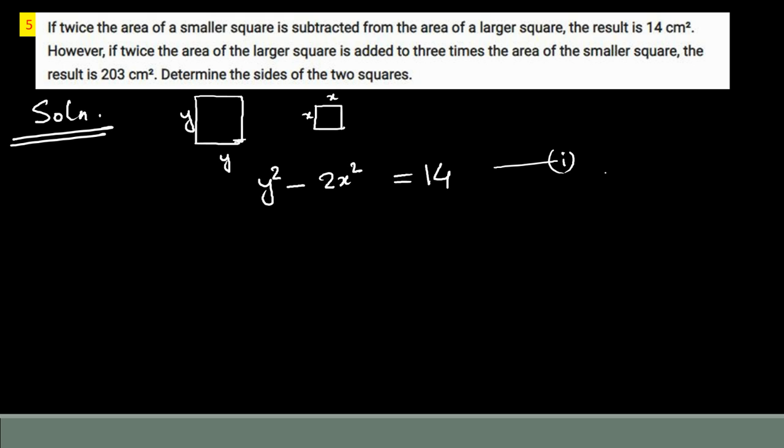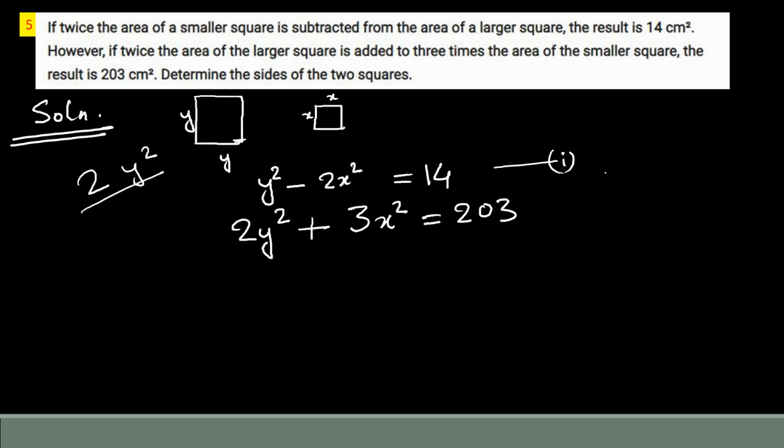The result is 14. So basically, this is given as equation 1. However, if twice the area of the larger square, that is 2 times y square, is added to 3 times the area of the smaller square, area of the smaller square is x square, so 3 times x square, the result will be 203. It's given as the result is 203 centimeter square. This is equation 2.